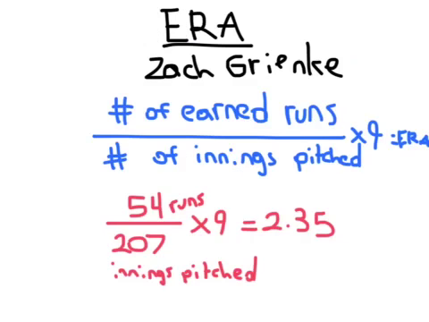And to find the ERA, what you do is you take the number of earned runs divided by the number of innings pitched, and then you multiply that by 9, and you use that to get your ERA. So in this case, Zach gave up 54 runs and pitched 207 innings. And then you multiply by 9, and then he had an ERA of 2.35.